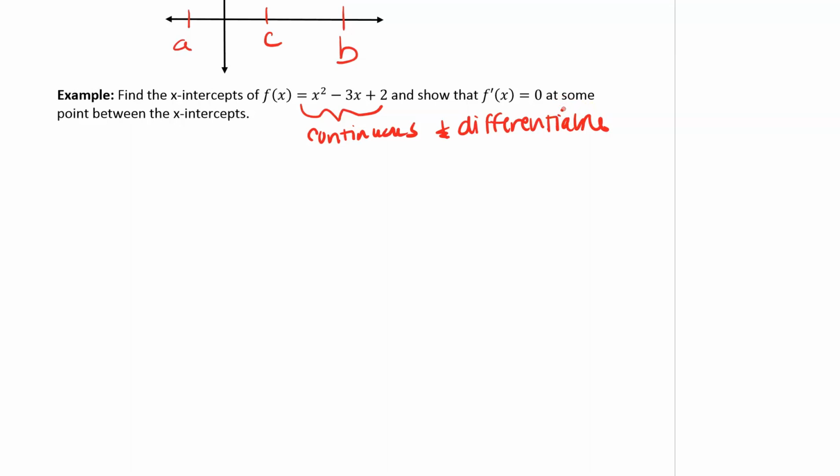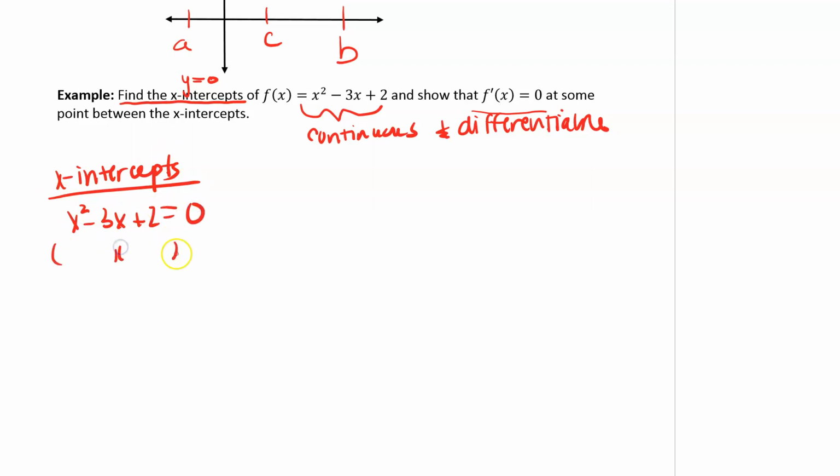So if we're thinking about a U-shape and we're finding the x-intercepts, this is where y is equal to 0. So we know they're horizontally aligned, so we've got to have some value of a minimum or maximum between the two. And so in order to find our x-intercepts, we're going to backtrack a little bit to algebra days, and we say x squared minus 3x plus 2. We set that equal to 0 and solve it out. So I'm going to factor that.